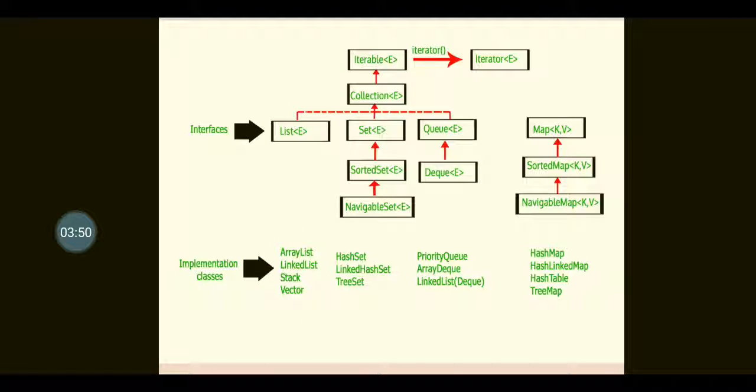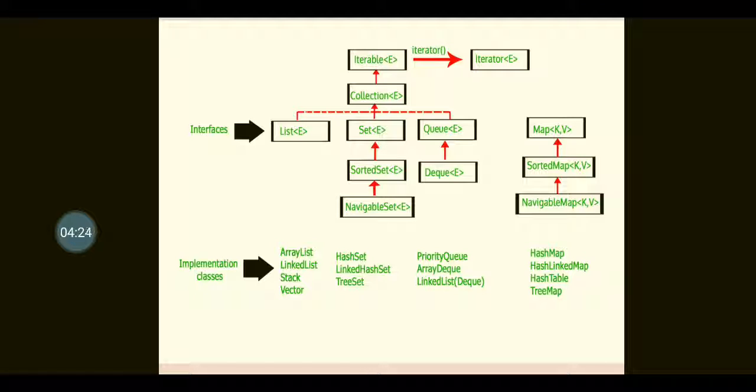From the list interface we can implement the classes named array list, linked list, stack and vector. From the set interface we can implement hash set, linked hash set and tree set classes. Similarly from the queue interface it is possible to have priority queue, array dequeue and linked list form of dequeue. Dequeue here means double ended queue, not the enqueue dequeue operation. These are all the classes that can be implemented from the queue interface.